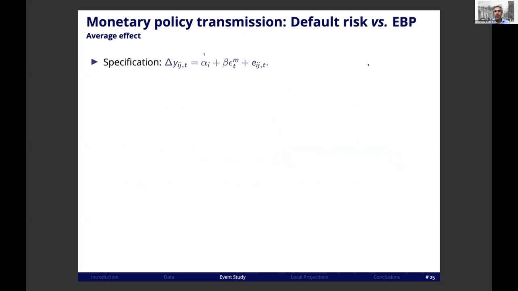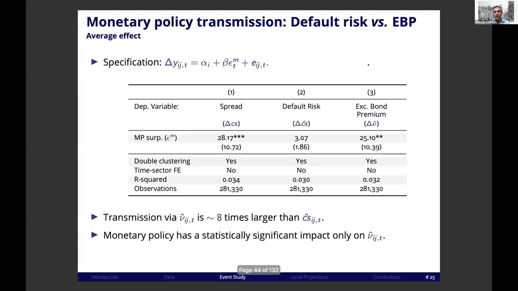So this is the average specification where beta captures the average effect on the panel. And what you can see here, this is our baseline result I showed you before. You can see that this baseline result is virtually entirely driven by the excess bond premium component, while default risk accounts for a minimal share of this coefficient, which is not statistically significant.